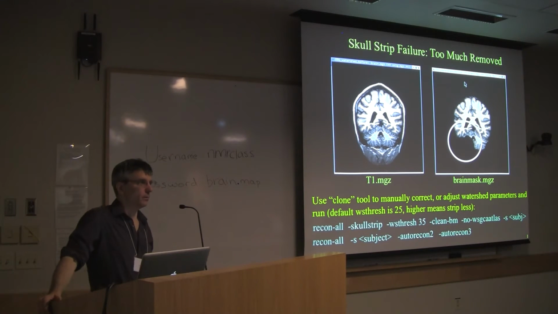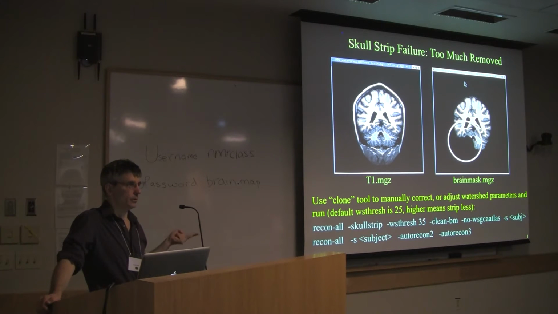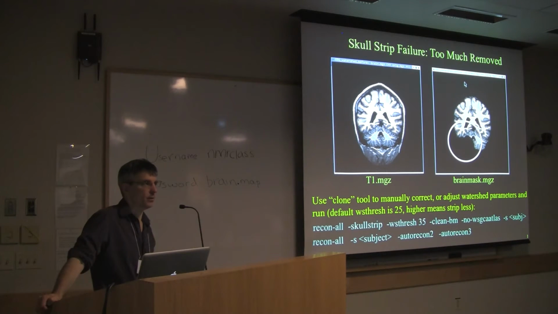Okay, so there are basically 4 manual interventions that you can make. You can erase voxels, you can fill in voxels, you can clone voxels, and you can add control points. So this is a situation where you have a skull strip failure, and the skull stripping has removed too much, taken a big bite out of the cerebellum there. And so what you have to do is copy voxels from the unskull stripped image back into the skull stripped image. And so that's the cloning tool.